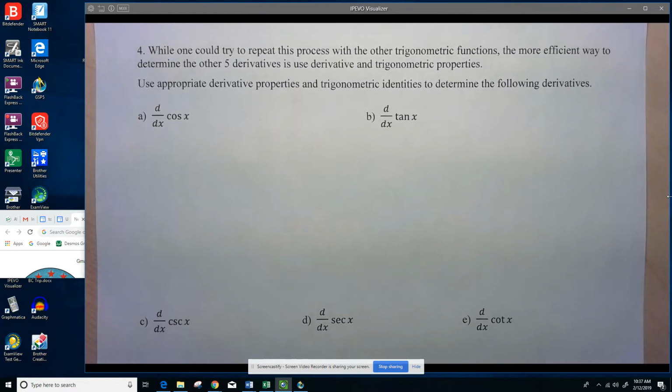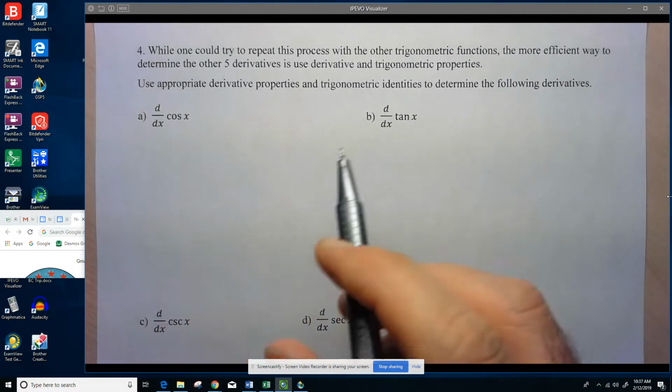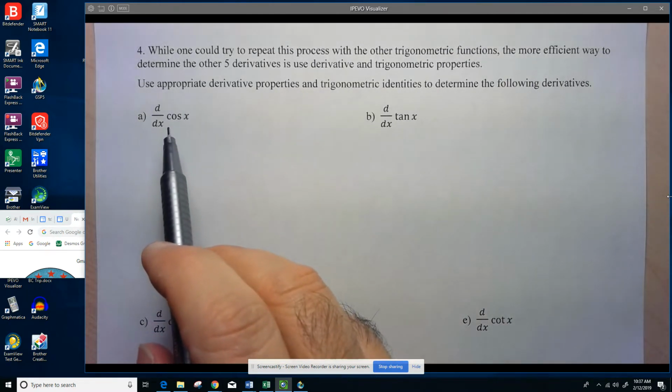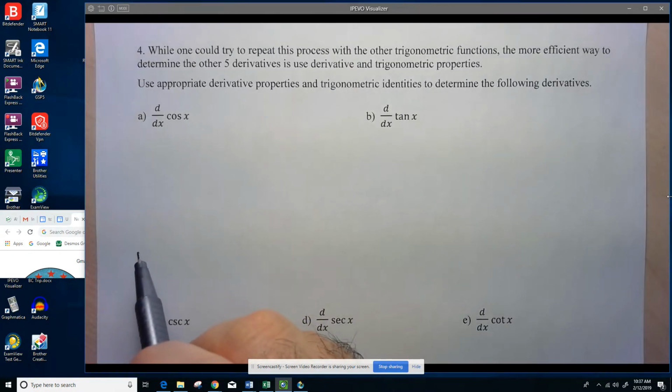So now what we're going to do is try to determine the derivatives of the other basic trigonometric functions. I'm going to ask you to try these on your own first, and I'll give you a couple of tips here. Let's start with cos x. The idea is to try to avoid going back and using the limit definition.